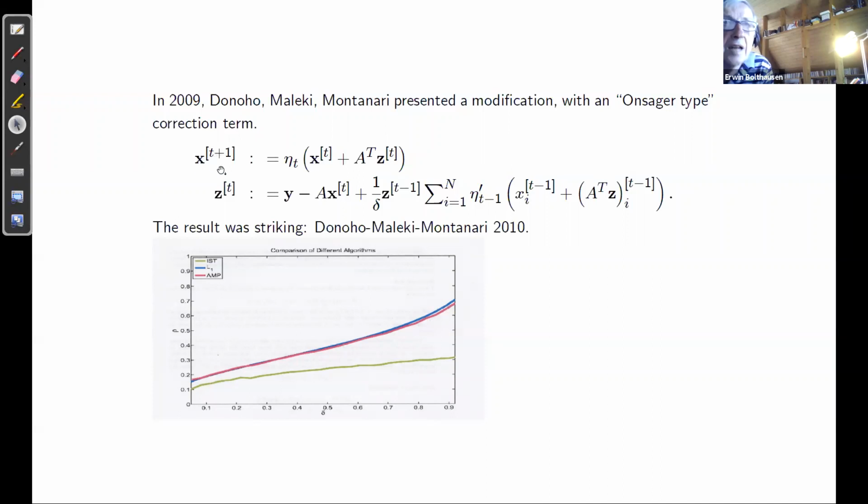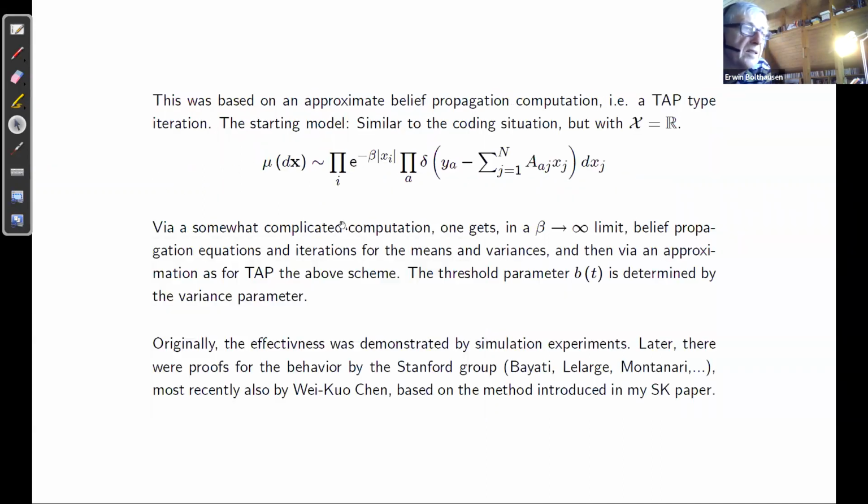But after studying my paper on the TAP equations for the Sherrington-Kirkpatrick model, it was okay. It's now generalized to a considerable extent, so that there are many papers, just by the Stanford groups, by Lelarge, Montanari, and just this year there was also a further generalization by Wu Han Chen, which gave the same type of structure theorem I had in my paper on the TAP equation for the Sherrington-Kirkpatrick model here.